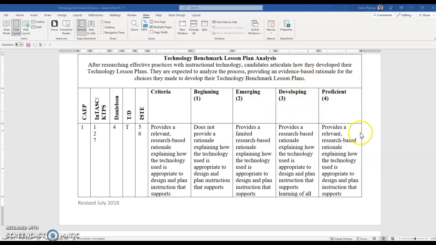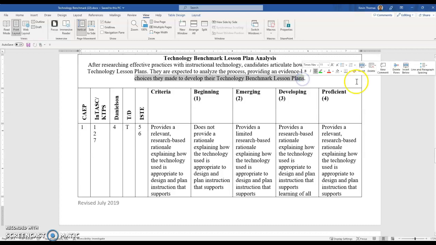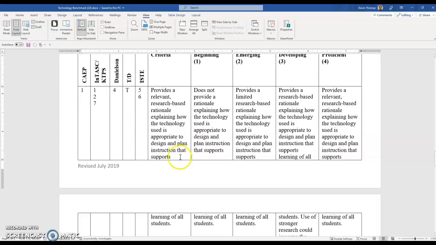So if you remember when we talked about this, the paper should cover, as you see up here, the choices you made to develop your technology benchmark lesson, right? So you created this lesson, and the paper will be your explanation of how you made those decisions to include technology, and it should be aligned with what we've talked about in class. So let's look at the first one.